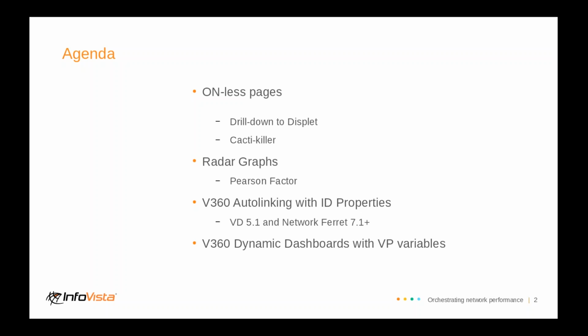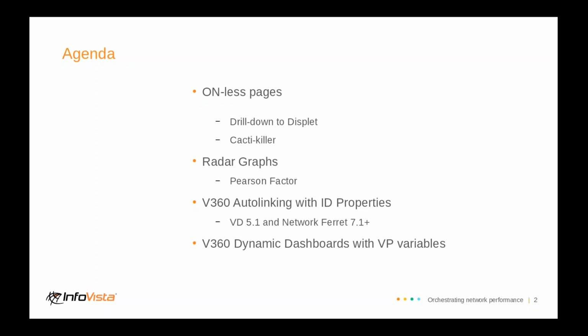Then a small recap as well, especially to know where you are. I would like to know what your current abilities are with Vista 360 auto linking, especially with the new ID properties capabilities. I also have Vista Discovery 5.1 and Network Parrot to create those links for you. So maybe we can spend 5 minutes to make sure that we are all on the same page. And finally, the idea is that we spend the majority of the session on the Vista 360 dynamic dashboards, and I have a couple of documents for you that may be useful.